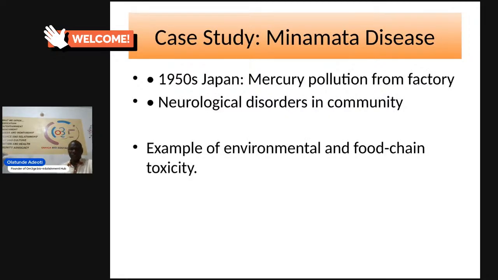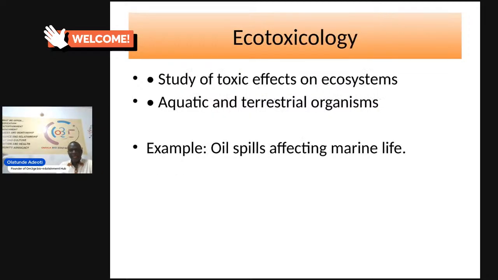Then a case study of Minamata disease in 1950 in Japan. There was a mercury pollution from a factory, and what happened? It led to neurological disorder in the whole community. This is an example of environmental and food chain toxicology. Once the mercury leaked out, some people became unconscious and some people lost their sanity. So that is a case study.